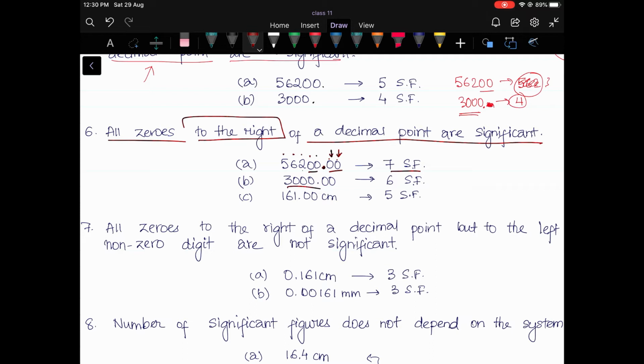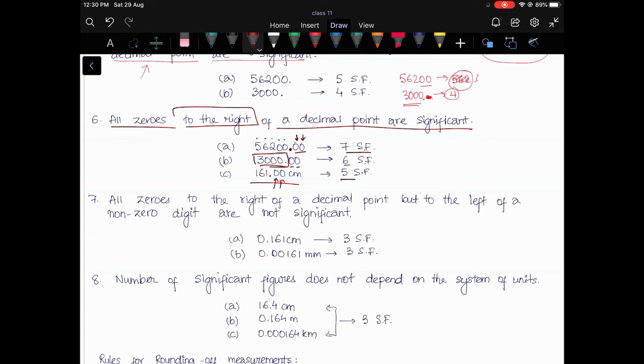Similarly, if I look at this number, till here with only the decimal we have 4. So there are zeros after the decimal, we have to count them, that is your 6. Here also you can see we have a decimal, we have 2 more zeros after that, so we have to count them. So total 5 significant figures.